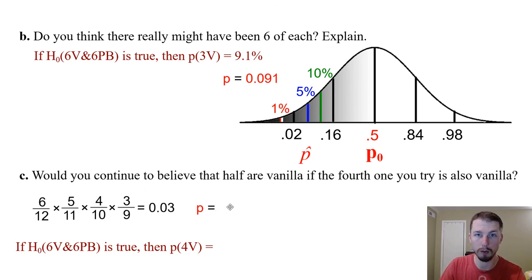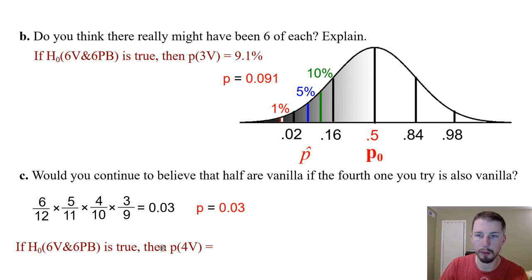So if I had 4 vanilla in a row, I would have enough evidence to call BS and say, okay, there's no way that there's 6 vanilla and 6 peanut butter. And if you really want to know for sure, then just try 3 more after that, and if you get 7 vanilla, then you know it couldn't be true. All right, whatever. But at some point, we would actually have enough evidence to do that.